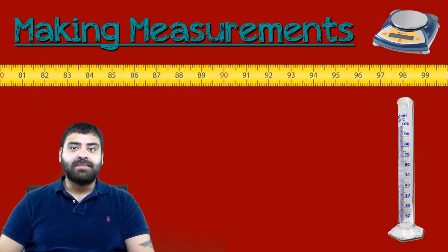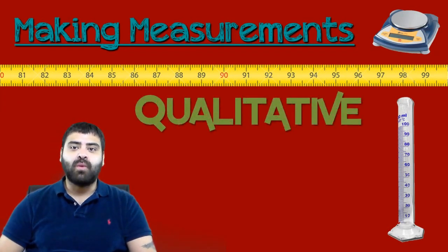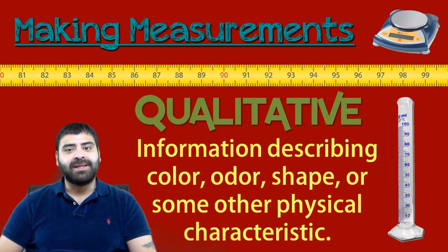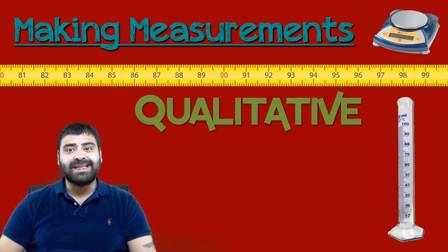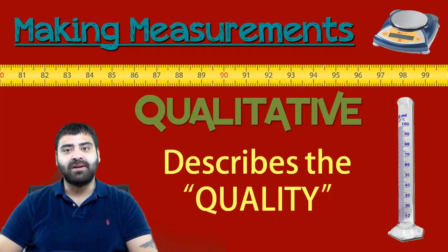So this unit is all about making measurements, which of course in chemistry you will be doing a lot of. Now, in chemistry we study matter and the properties and changes of matter. So whenever we observe matter, there are a lot of observations that can be made. The first type of observation is called qualitative. In a qualitative observation, we will be describing things like color, odor, shape, or other physical characteristics. If you look at the root of qualitative, you see the word quality. That's because qualitative observations simply describe the quality of the matter we're observing.